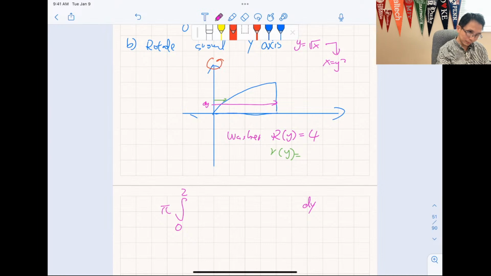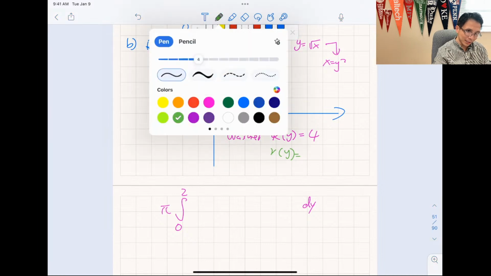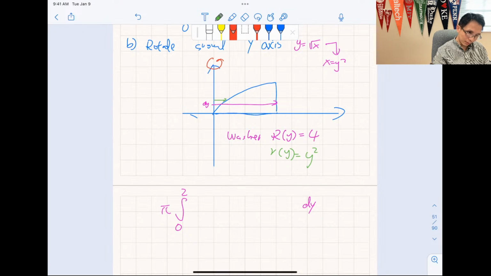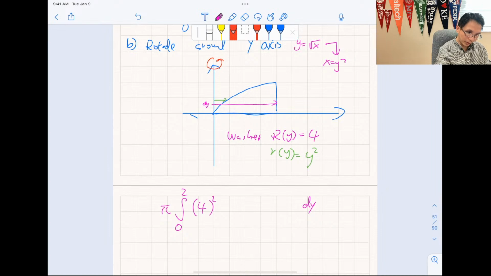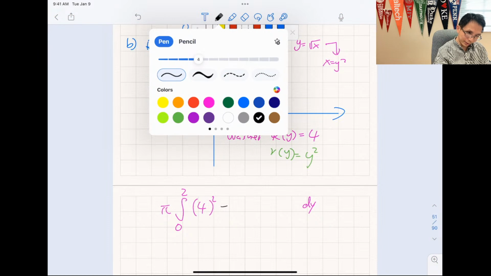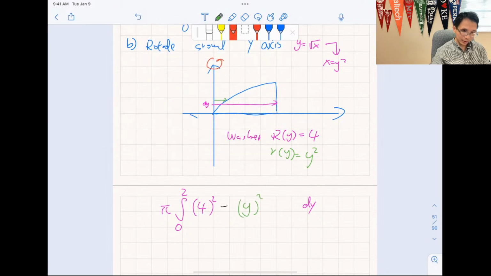Sometimes you have to be decisive even when you're wrong. So that's gonna be 4, and then squared, right? And then minus, and then this is gonna be y squared. So y squared dy. Oh, y squared squared, sorry. Y squared squared, because y squared is the r, the distance from the axis to the curve, right?